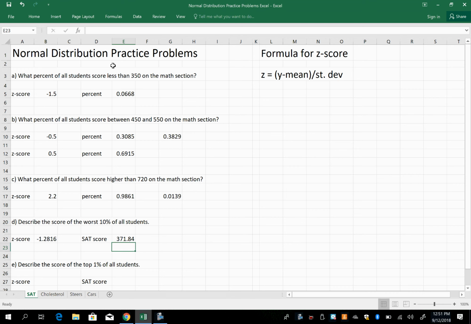Okay? So, what are we saying is the answer to part D? What score are we focusing on for the worst 10% of students? Now, can you get a 371.84 on the SAT? I'm not sure, but we definitely can't get decimals. So we're going to round it to 372. So the answer for part D is any student that gets 372 or below is in our worst 10% of scores. If you get a 372 or below, you are in the worst 10% of scores.